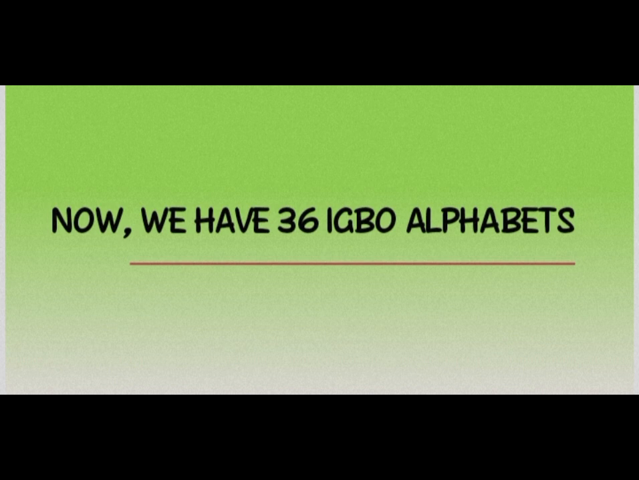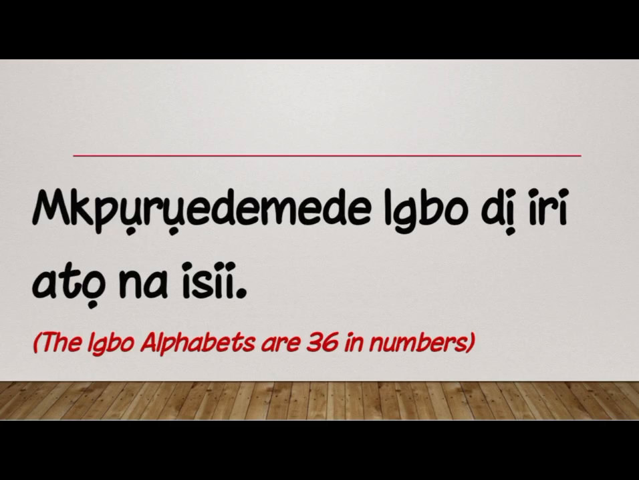Dalu. Now we have 36 Igbo alphabet. Mkpụrụedemede Igbo dị 36. The Igbo alphabet are 36 in numbers. Now here the Igbo alphabet.